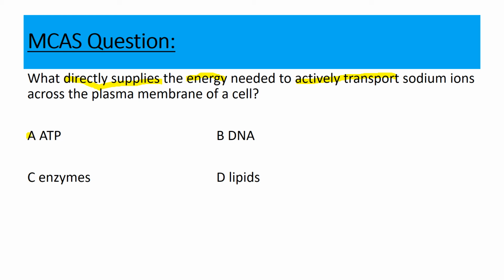So how do you speak about this difference between using glucose versus ATP, or using carbohydrates versus ATP? Well, the way that the MCAS asks this question is, what directly supplies the energy? Cells don't use glucose directly for energy. They break it down into ATP. So ATP is what cells use directly for energy.